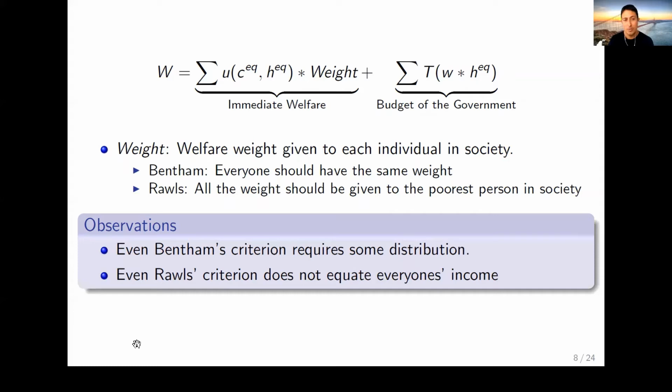Now, the second observation that I want to make is that even the Rawls criteria does not equate everyone's income. And that's because even if you value only the poorest person in society, if you increase the tax too much on the rich, at some point that tax is going to increase so much that the rich are going to reduce their hours of work so much that increasing the tax actually decreases the budget of the government, to a point that the government is going to have less money to transfer to the poor, even though the government is increasing the tax.